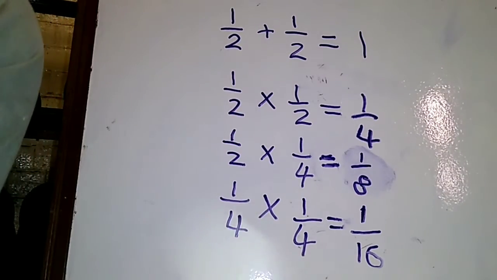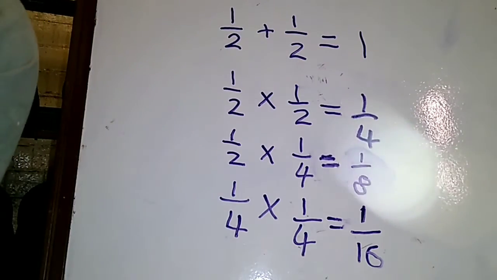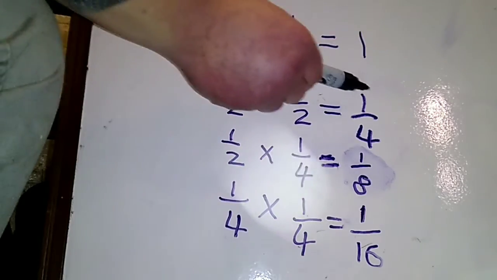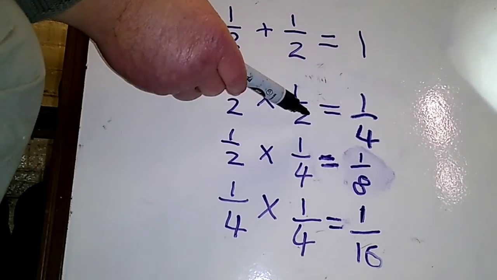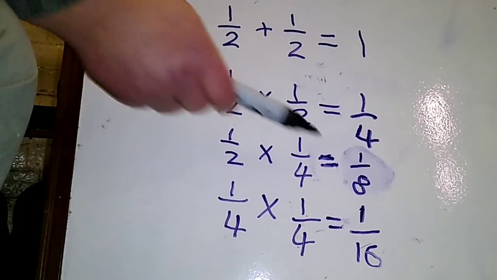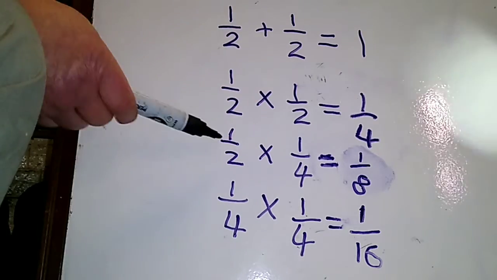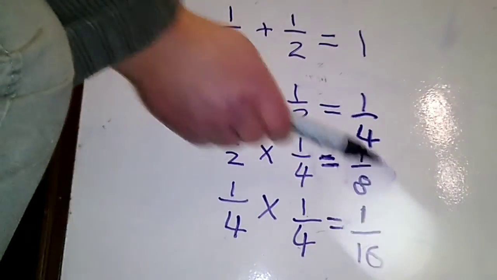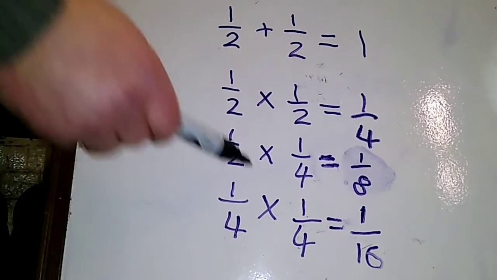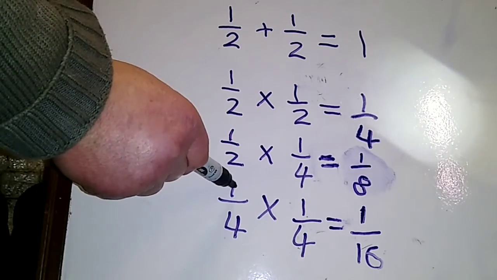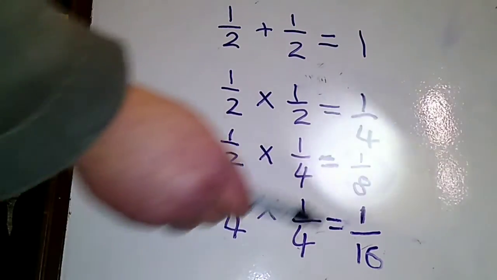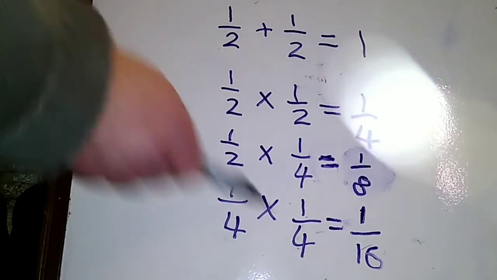Let's just run through that again. We know that half and a half is 1. A half times a half. 1 times 1 is 1. 2 times 2 is 4. So that's a quarter. Now a half times a quarter. 1 times 1 is 1. 2 times 4 is 8. So a half times a quarter is 1 over 8, an eighth. Now a quarter times a quarter is 1 times 1 is 1. 4 times 4 is 16. 1 over 16, 1/16.